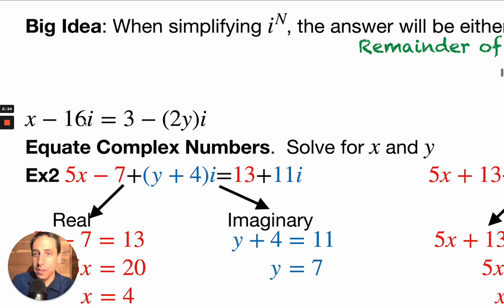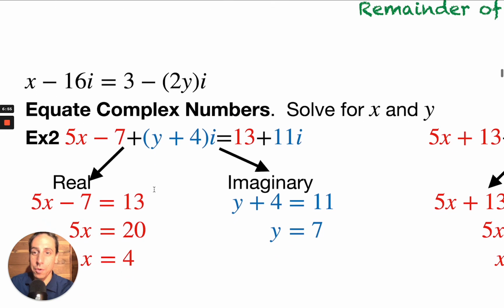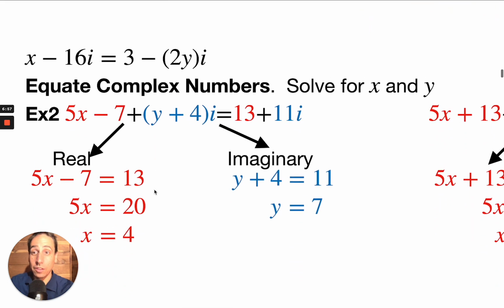If you had a complex equation, a complex equation is an equation that has complex numbers as either the coefficients or the answers. So here is x minus 16i. The variable here is x and the variable here is y. There are 2 variables. That's okay. You can actually split them up. If you're going to equate complex numbers, you have to solve for both x and y. This complex equation generates 2 different equations.